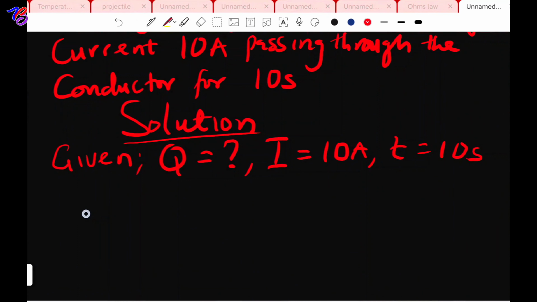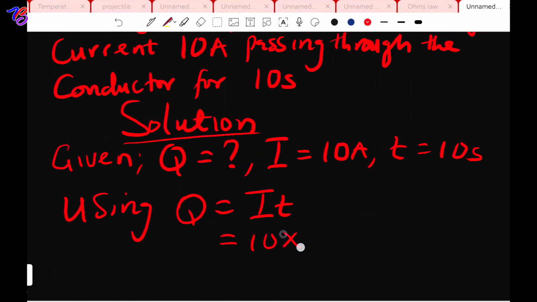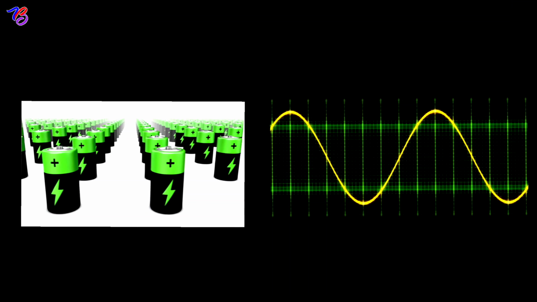So which formula are we going to use? Using Q is equal to IT, the second equation. Then 10 multiplied by 10 will equal what? 100 coulomb. You can write 100 C, and it means coulomb. Take note of that. If you have questions, you can drop them in the comments.